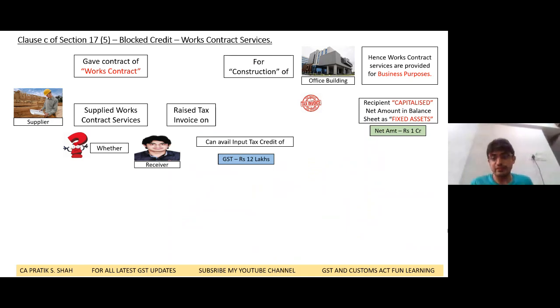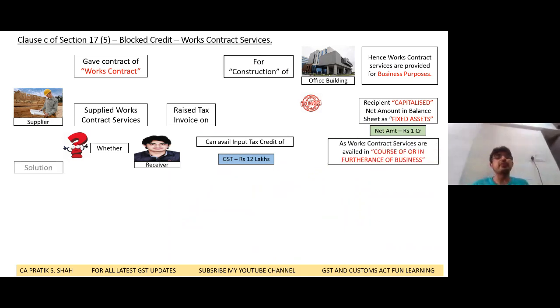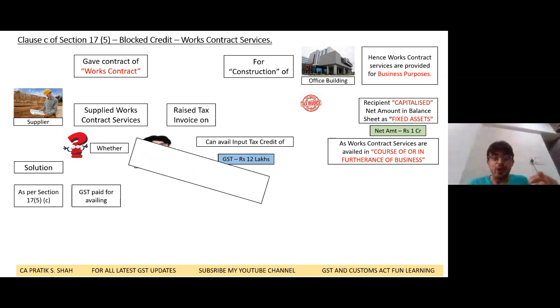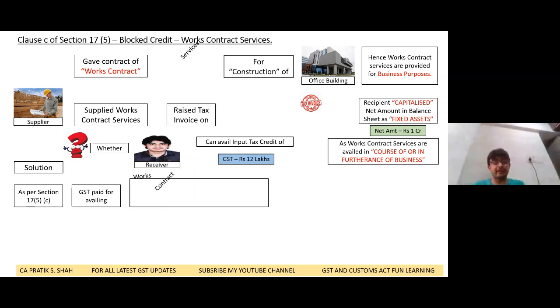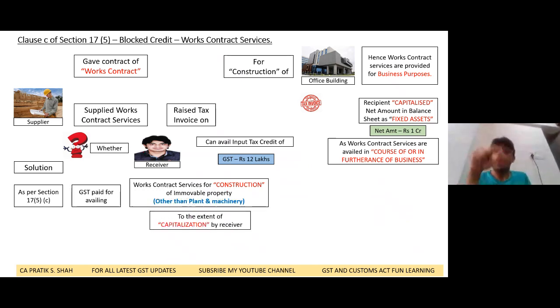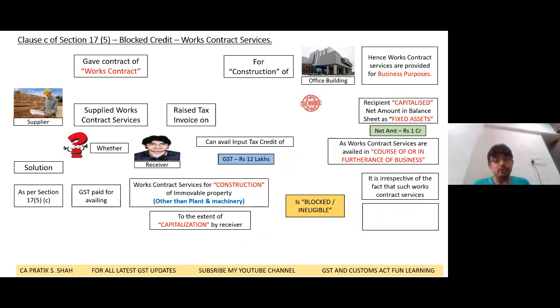Can I take this ITC of 12 lakh or not? Please listen. As works contract is for business, as per 17(5)(c), GST paid for availing works contract services for the construction of immovable property, to the extent of capitalization, is blocked. Whatever GST is paid, it is irrespective. I cannot take the ITC.